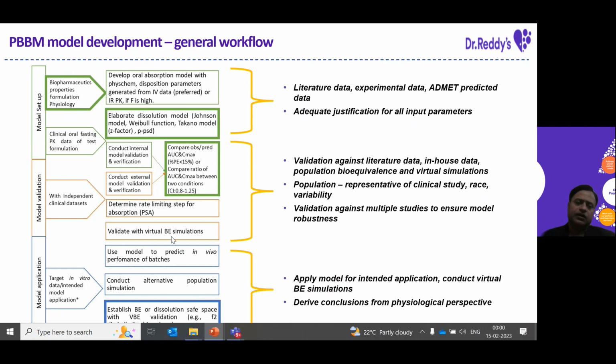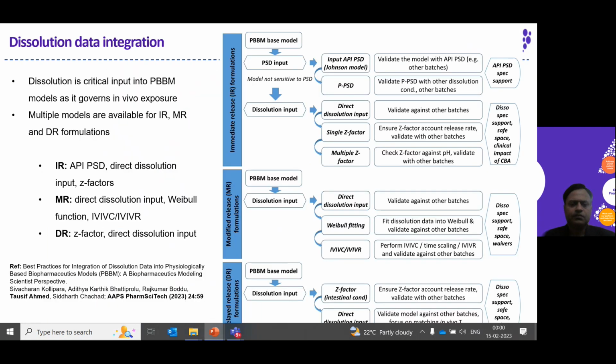Once the setup and the validation part is done, then comes the application part, where we could derive conclusions from a physiological perspective. We have numerous applications, where we could use it to get the waiver for the lower strengths. We could also use it to justify any formulation changes, manufacturing changes, as well as to get a waiver for the food effect studies as well. Moving on to the next slide.